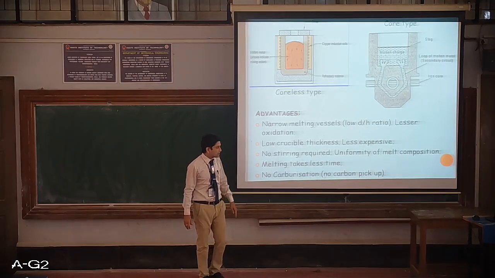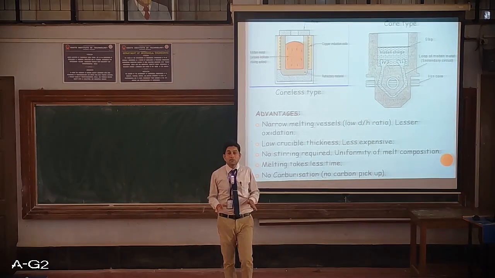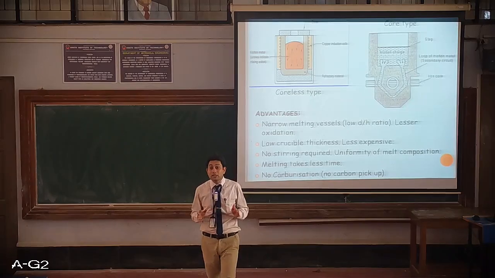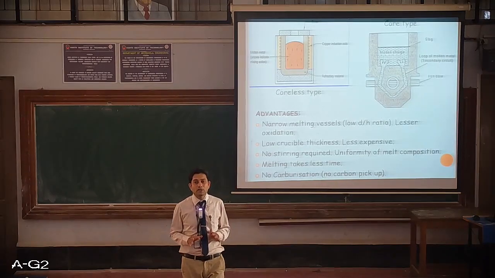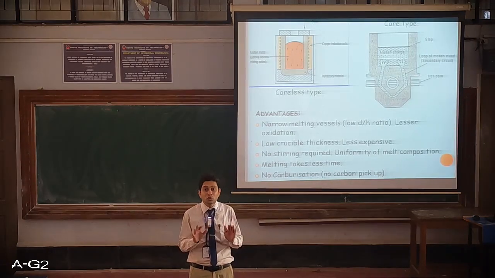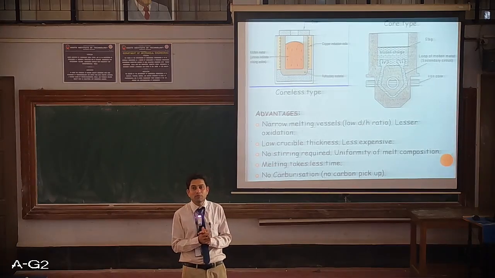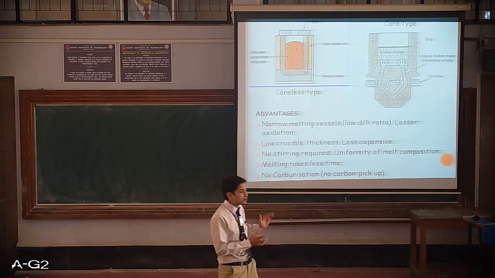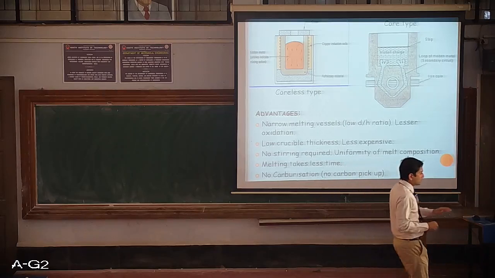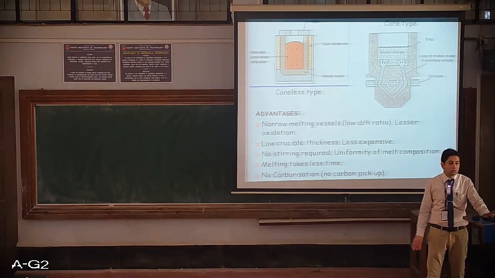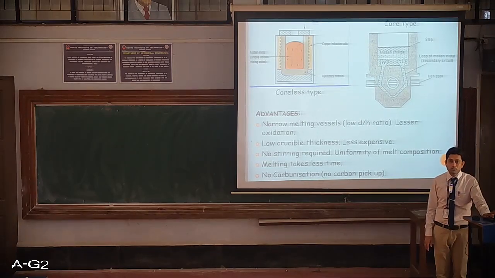And no carburization. Since we don't make use of any charcoal, we are not making use of any graphite rods, no source of external carbon is there, and because of which no carburization is happening in this type of furnaces. That is an advantage of this type of furnaces. In fact, in many of the foundries, this is the new technique which has been used for melting of metal.